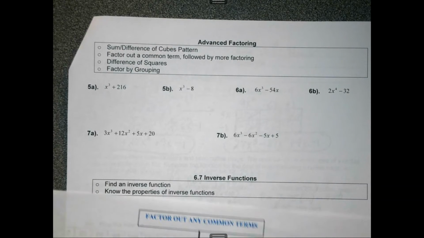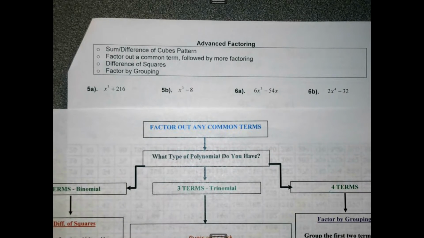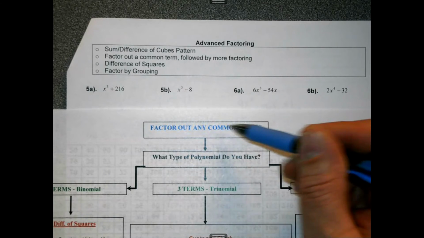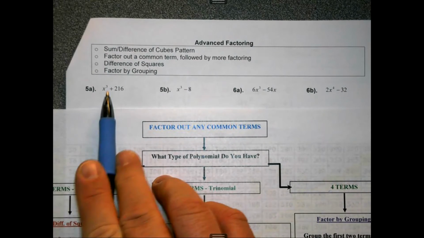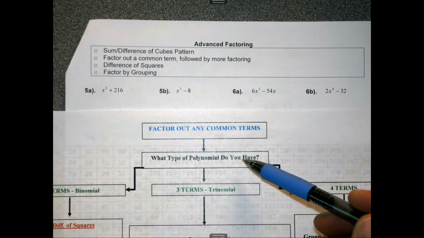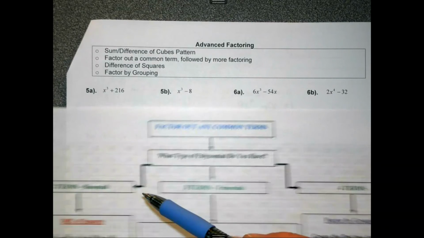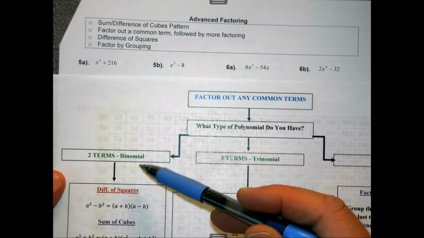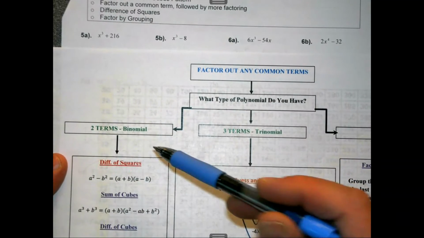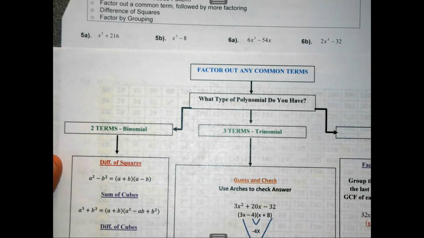All right, factoring. First thing, can you factor out any common terms? Nope. What type of polynomial do I have? Do I have two terms? Binomial. Why, yes, I do. I have a binomial, it's two terms. Good. Is it a difference of squares, sum of cubes, or a difference of cubes? Well, I don't know.